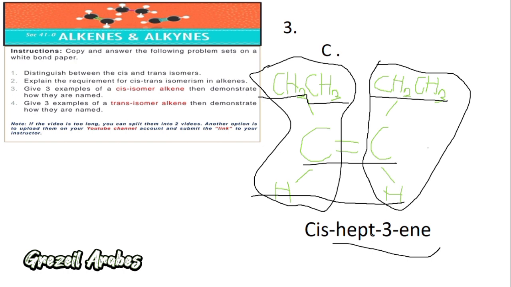And this is from heptane, the parent name, but the given is alkene, so we change it to the suffix ene. So this is our third example of cis isomer alkene, ma'am. So this will be all for number 3.